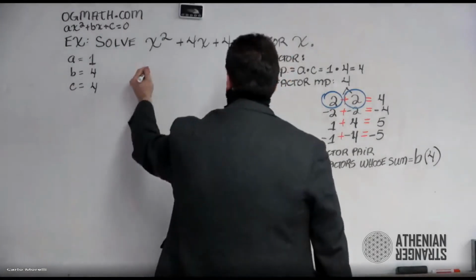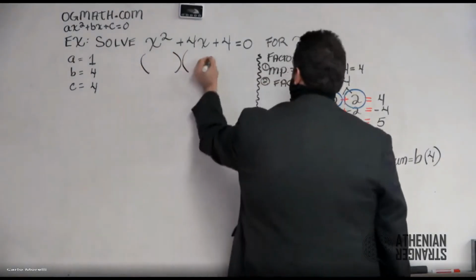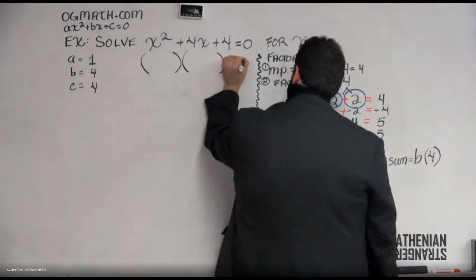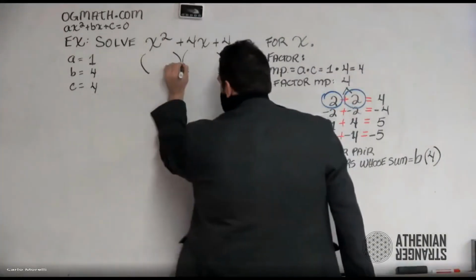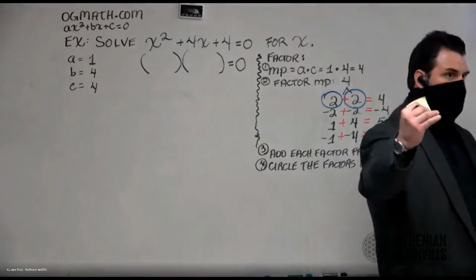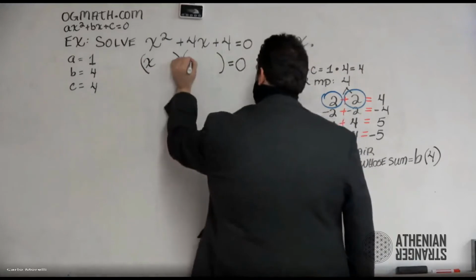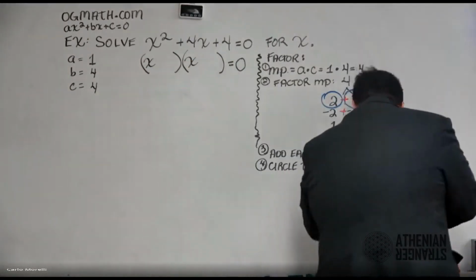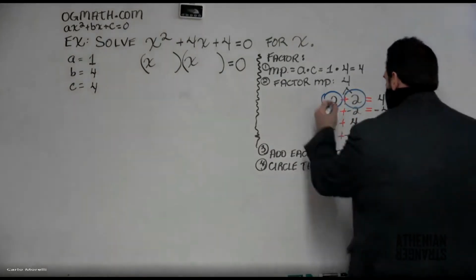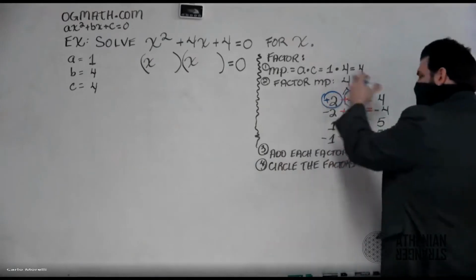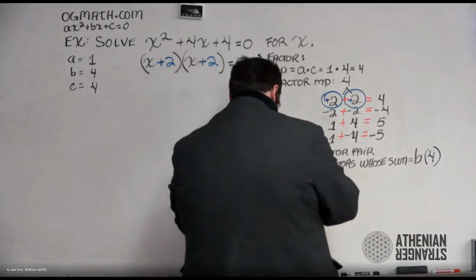So we come back up here and we do an open parentheses, close parentheses, open parentheses, close parentheses, equals 0. Now, there's an implied, but not stated, multiplication between those two parenthetical expressions. And in here, we're gonna put an X, and here we're gonna put an X. And now what you do is you copy and paste these factors with their signs, okay? Both of these signs are pluses, okay? We copy and paste them over here, so it's +2, +2.